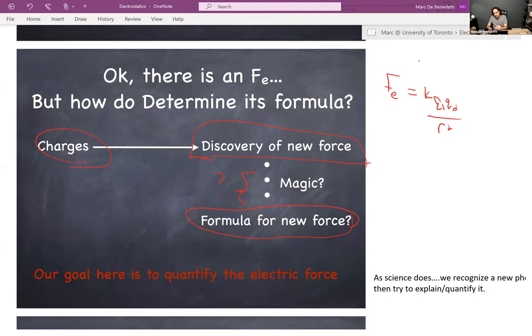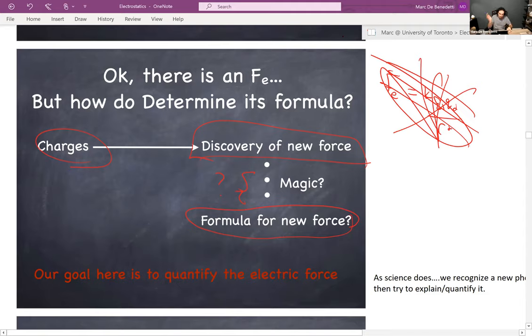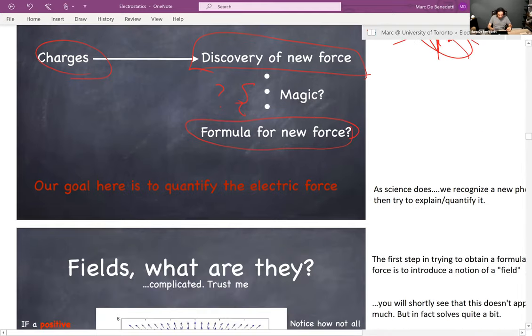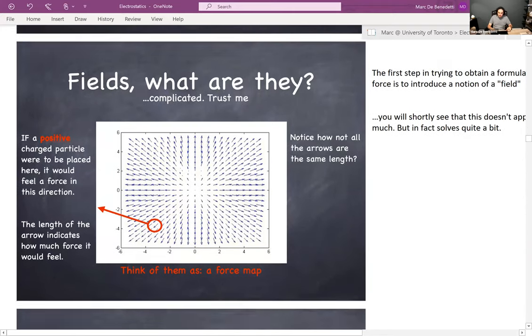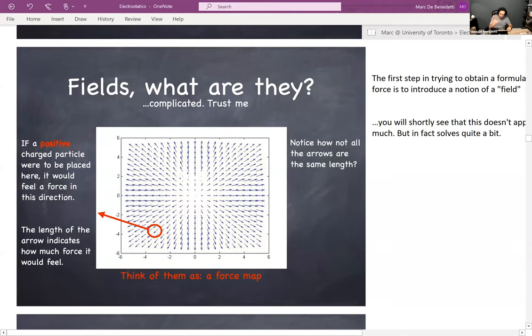So I'm not going to teach that right away. We're going to teach Coulomb's law later in the course. First, we have to figure out where Coulomb's law comes from, and then we can better understand how the electric force changes in different situations. So let's introduce field theory. The reason we will need to do this will become clear in a few slides. So for now, please bear with me.